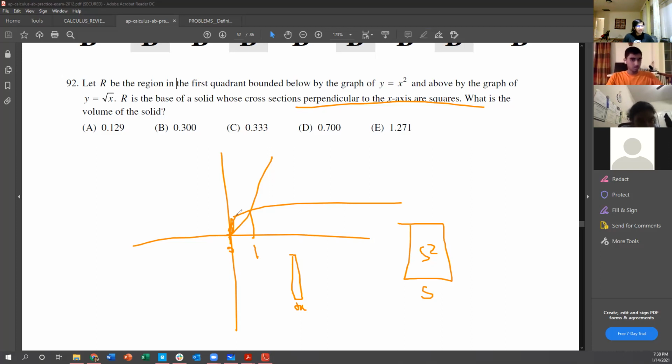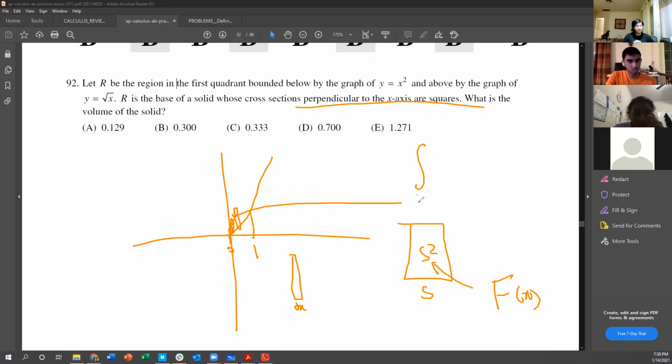If this is the side view, can you guys imagine this? These are little squares that are popping up off of here. The thickness of these squares is dx, and the cross-sectional area is S squared. S happens to be the difference between the two functions, right? It's the upper function, which is square root of x, minus the lower function, which is x squared. Yes, good. So that's the length of the side, and then you would do that quantity squared for the area of the square.